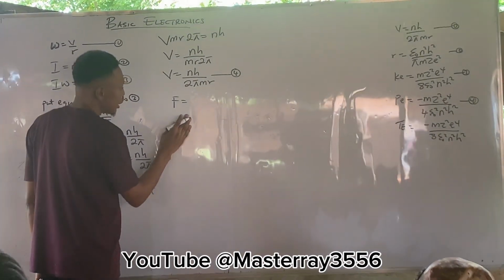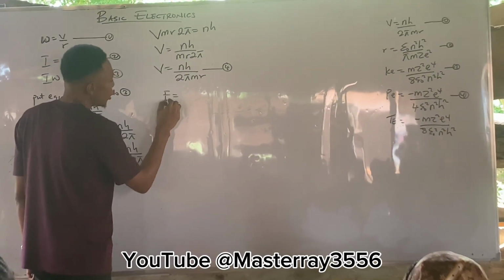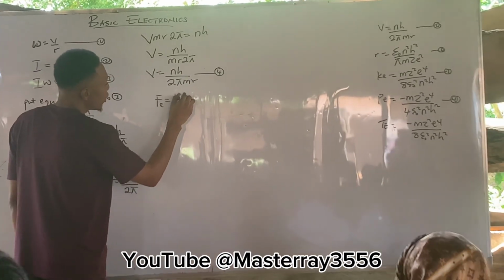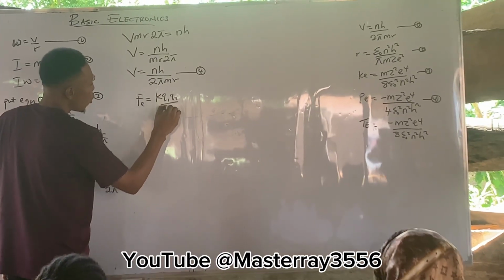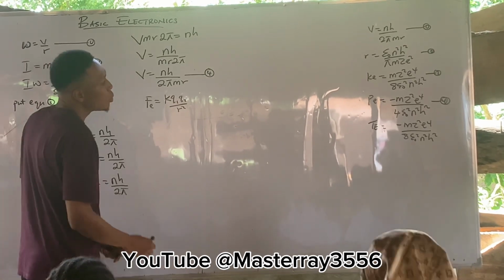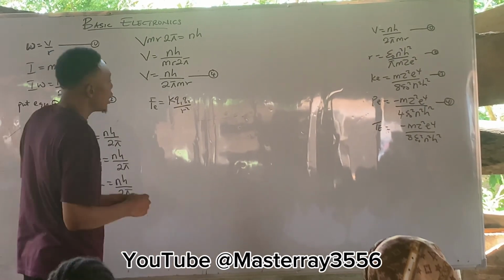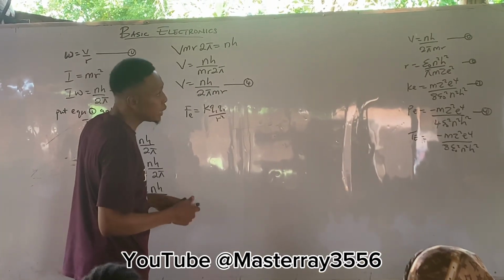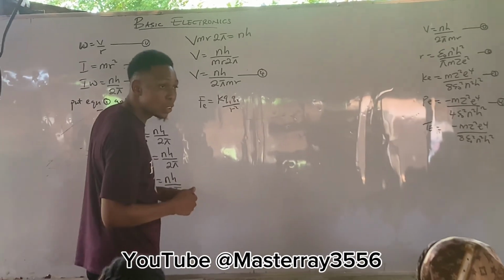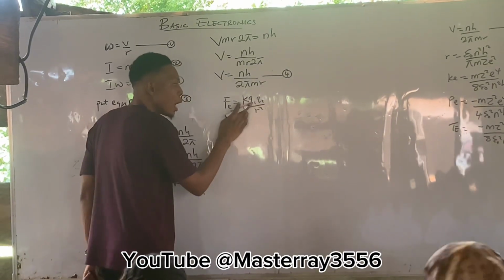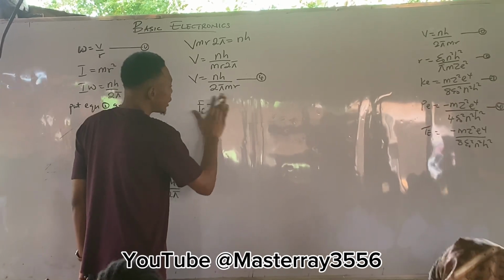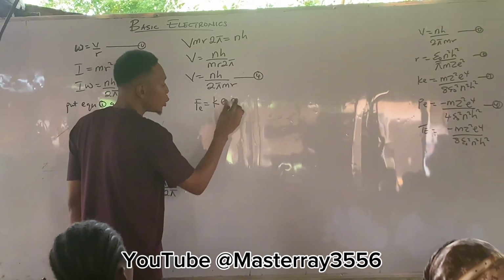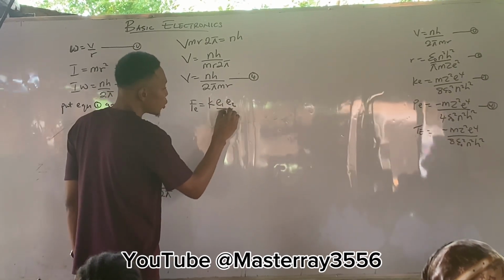please don't make noise, that is electrostatic force, equals K Q1 Q2 over R squared, right? But this time around, in place of your Q, you replace it with E, which is the electron charge, is it not? So instead of writing Q1, Q2, you can replace it with K, that is E1 and E2 over R squared.